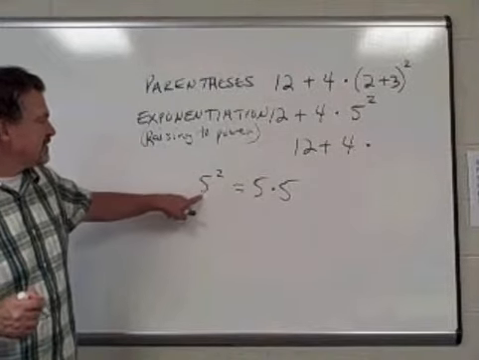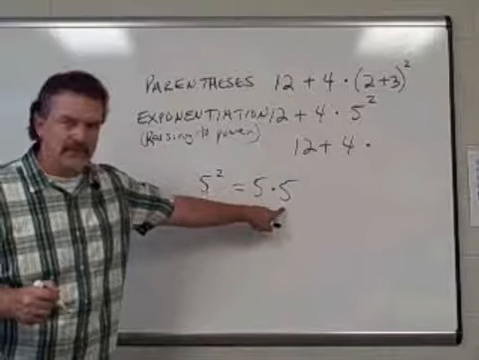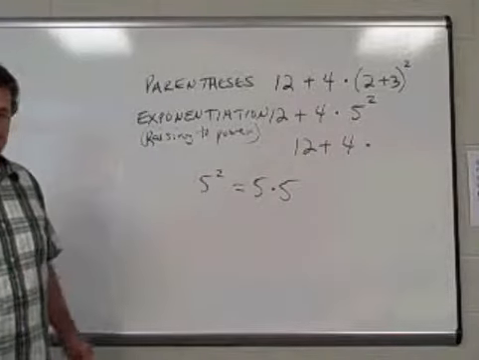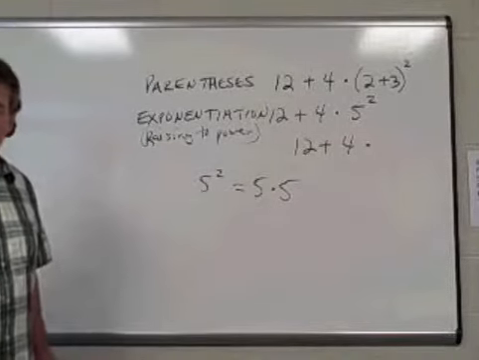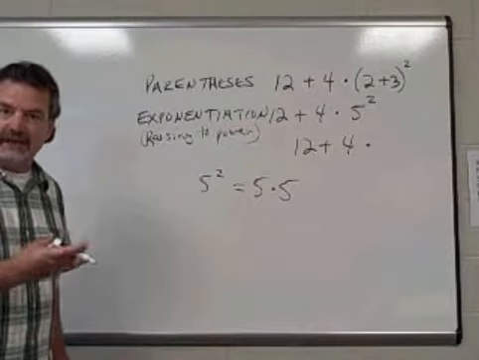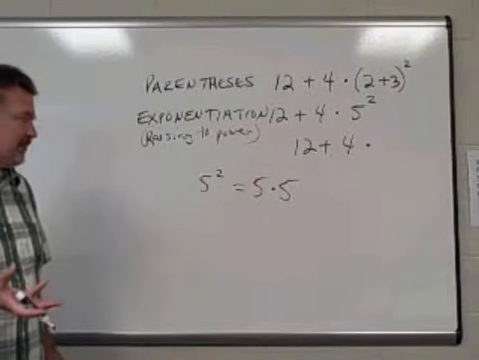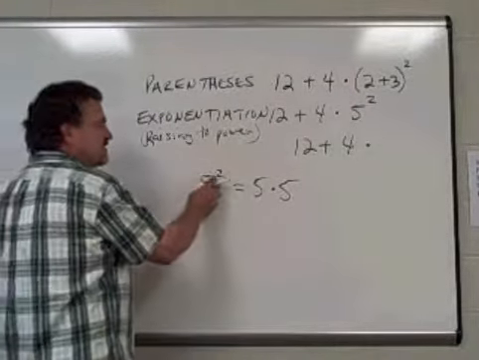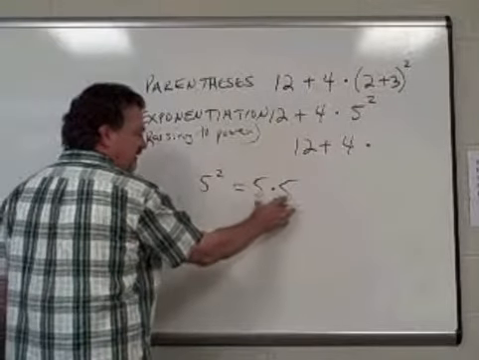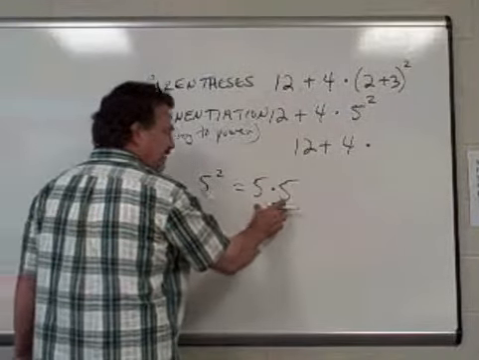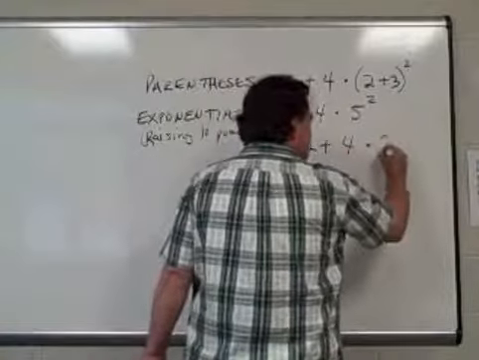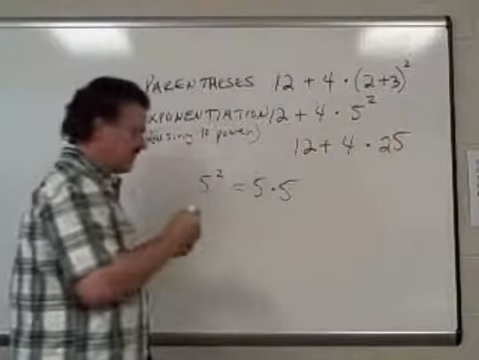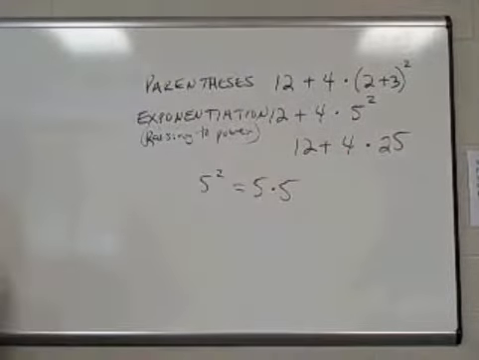The exponent tells us how many times to write down the base, and it's always multiplication. So exponents are just a way of writing shorthand repeated multiplications of the same number. So 5 to the second power says write the 5 down twice and multiply. 5 times 5 would give us 25. 5 to the second power is 25.